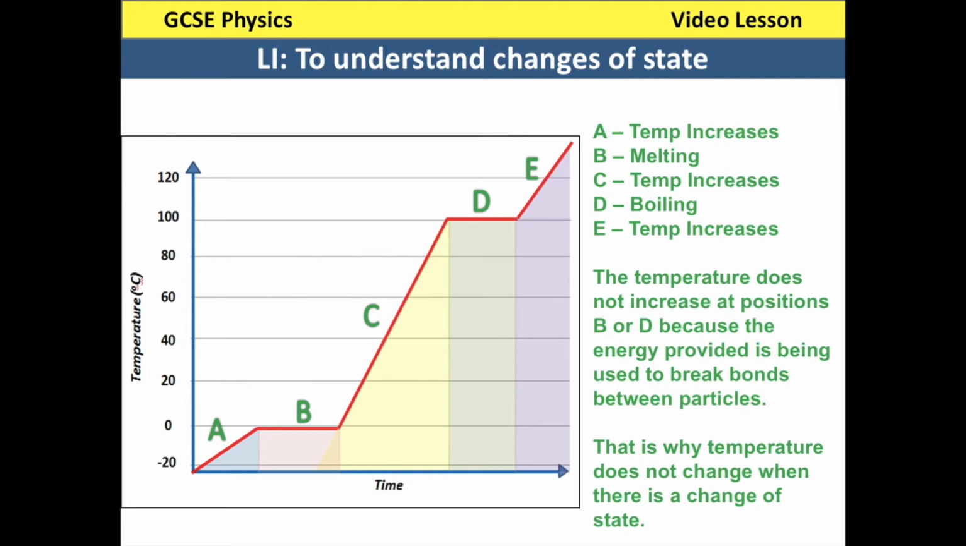And then at part E, we can say that the temperature increases at a steady rate again. Now the temperature doesn't increase at positions B or D because the energy being provided when it's being heated is being used to break bonds between the particles. That is why the temperature doesn't change when there is a change of state.